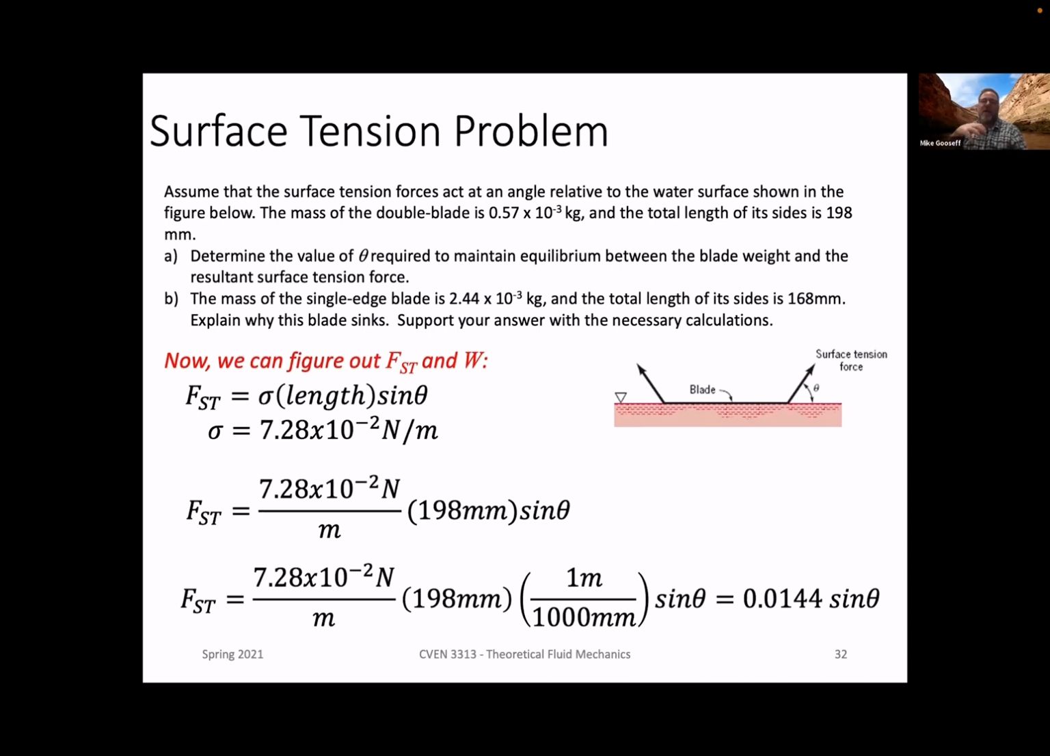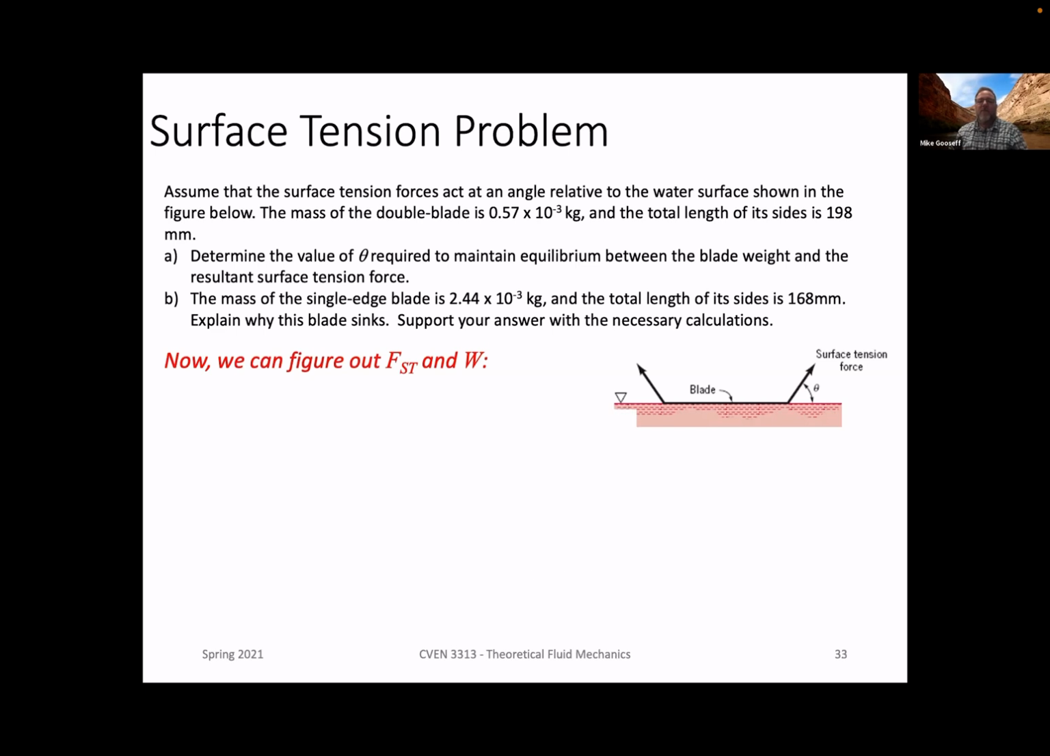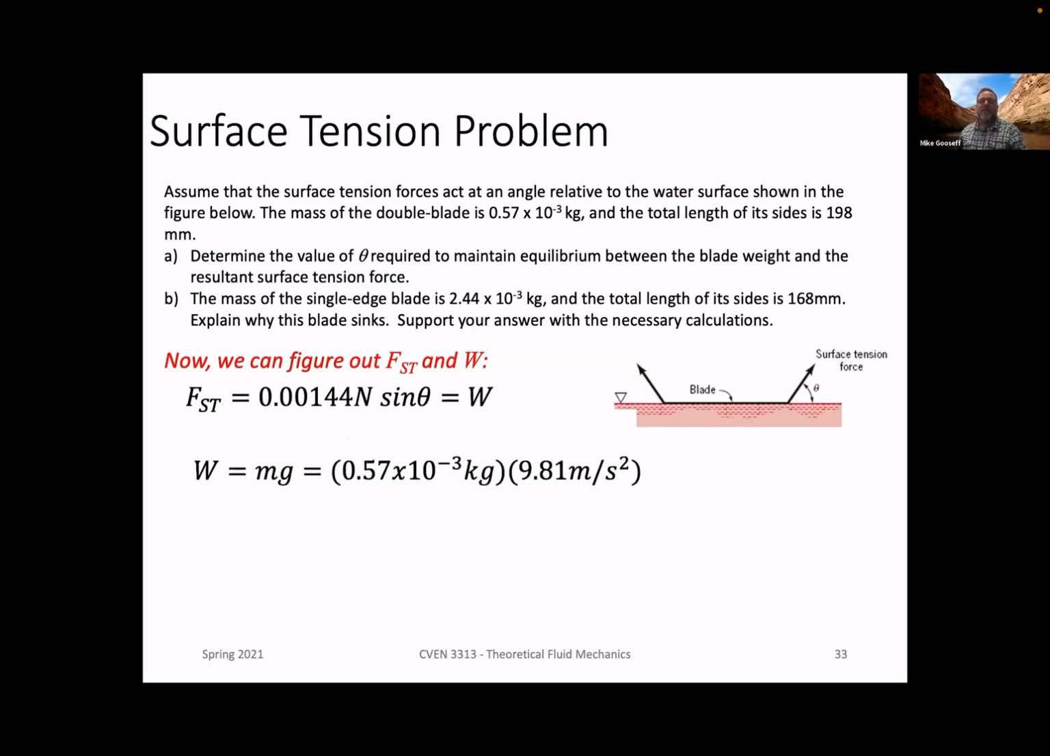Remember the other side, going back to the equation I had on a previous slide, FST is equal to W. So now let's figure out W so that we can take this and figure out theta. On the right-hand side is W. W is just mass times gravity, right? So we were given 0.57 times 10 to the minus 3 kilograms times 9.81 meters per second squared. And when we do that math, we should end up with 5.59 times 10 to the minus 4 newtons.